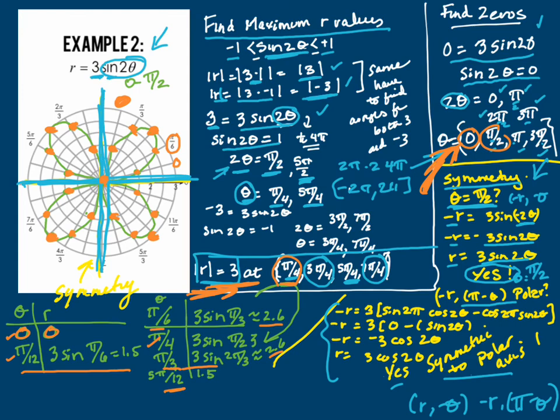So we only needed to do that one quadrant, and we got all those points, and it makes a rose. This is called a 4-petal rose. Okay? So that was example 2.